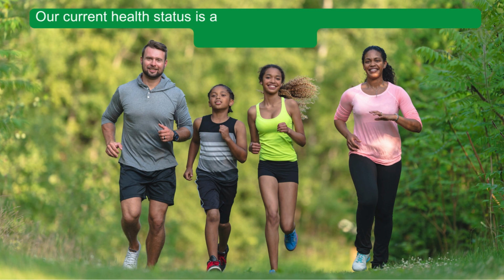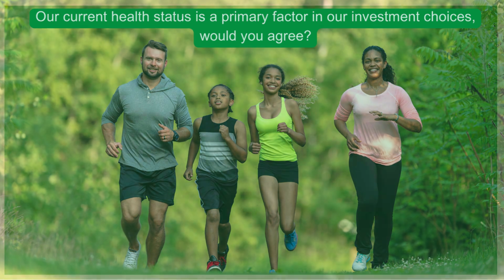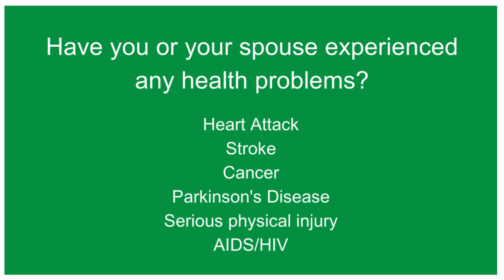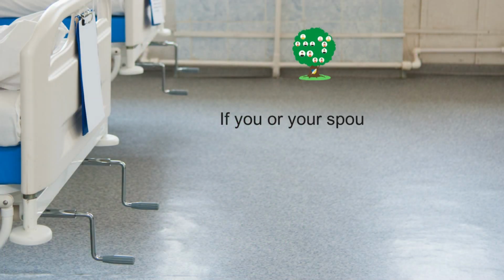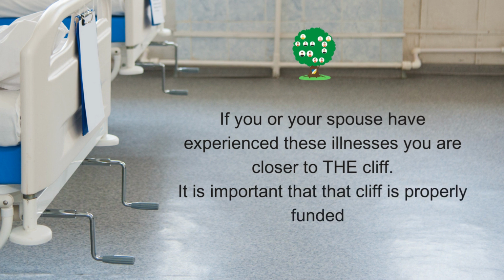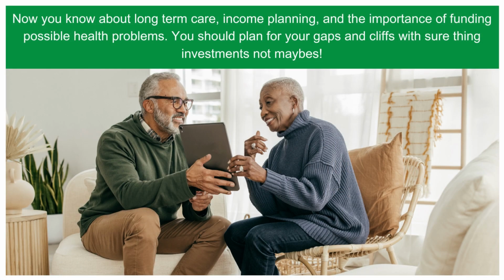There's one other factor that we need to consider. Our current health status is a primary factor in our investment choices. Would you agree? Have you or your spouse experienced any health problems? Heart attack, stroke, cancer, Parkinson's disease, serious physical injury, AIDS, or HIV? If you or your spouse have experienced these illnesses, you're closer to the cliff. It is important that that cliff is properly funded, and we'll come back to that later. Now you know about long-term care, income planning, and the importance of funding possible health problems as well. You should plan your gaps and cliffs with sure thing investments, not maybes.